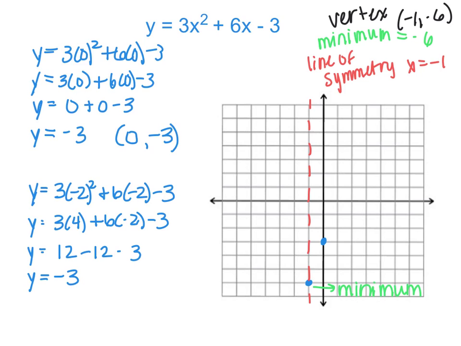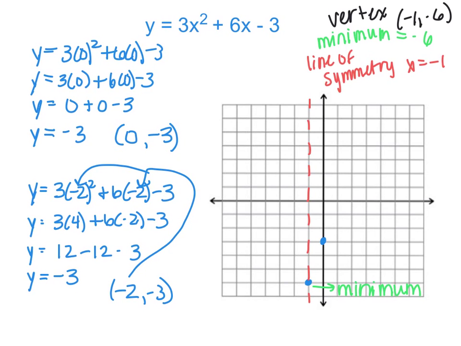So if you see, I'm going to get the same y value from one point to the left of the line of symmetry and one point to the right of it. So this time this ordered pair is going to start with a negative 2, since that's what I plugged in for the x's. And then I got negative 3 for the y. And I'm going to graph that point as well. So negative 2, negative 3 would go right there.